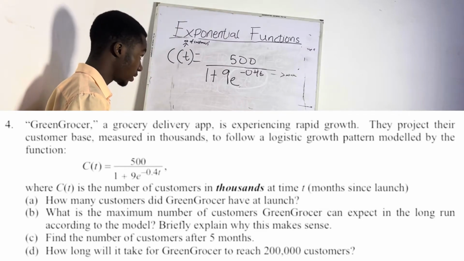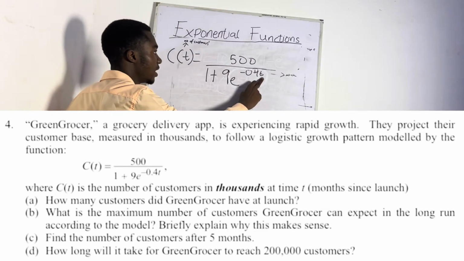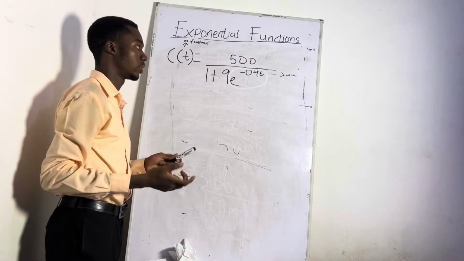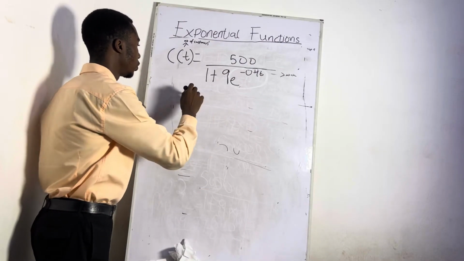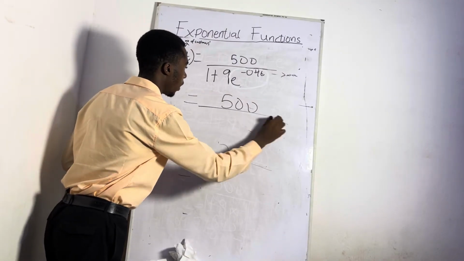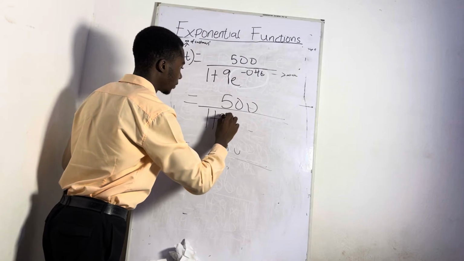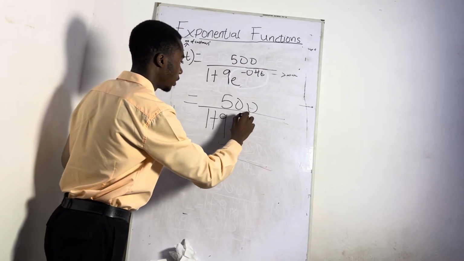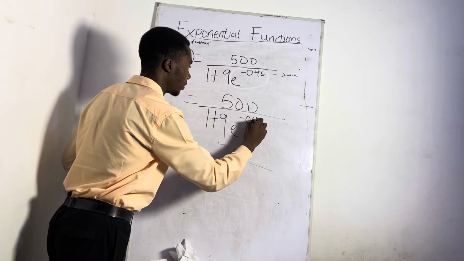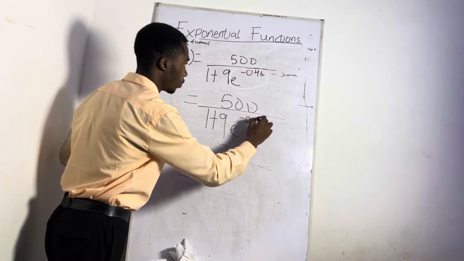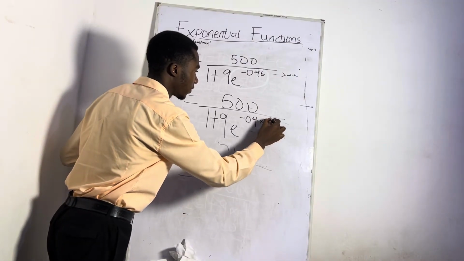Find the number of customers after 5 months. They said t is the number of months. So what do we do? We just change t to 5. You get it? So now our t is 5, so now it's equal to 500 over 1 plus 9 times e exponent negative 0.4 times t. And now our t is 5 because they said 5 months. So negative 0.4 times 5.